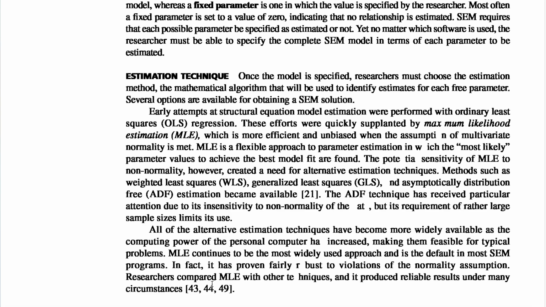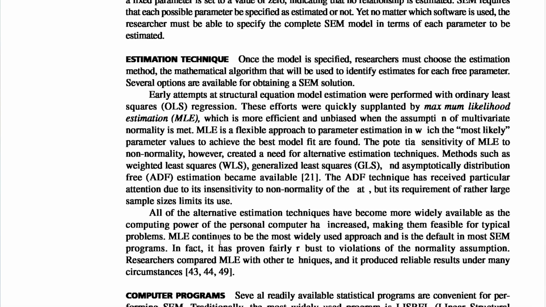Methods such as weighted least squares, we call it WLS, generalized least squares, GLS, and asymptotically distribution free, ADF, estimation become available. The ADF technique has received particular attention due to its insensitivity to non-normality, but its requirement of larger sample size limits its use.